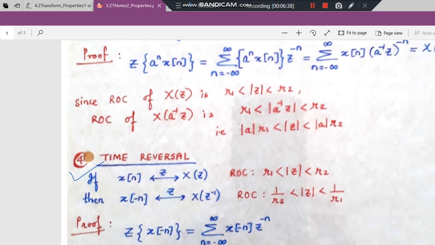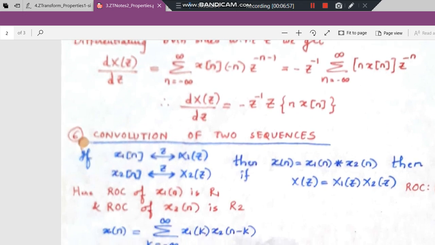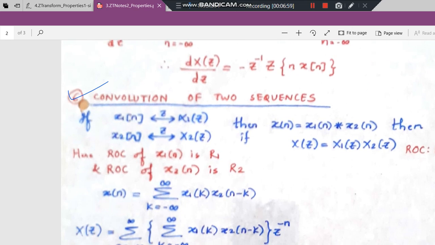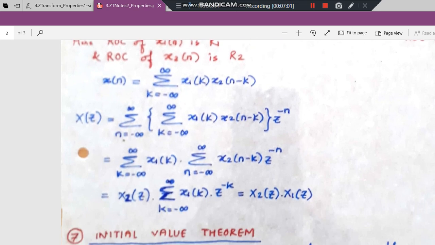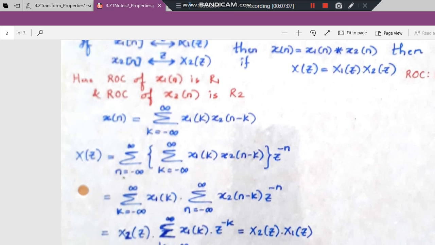Time reversal: if you do the time reversal in the time domain, it leads to reciprocal in the Z domain. So x of z becomes x of z raised to minus 1. Then the differentiation property. If you take the derivative of x of z, it will lead to multiplication with n. So n into x of n is equal to minus z into the derivative of x of z. Convolution property states that if you take the convolution of two sequences in the time domain, it is simply the multiplication of their Z transforms.